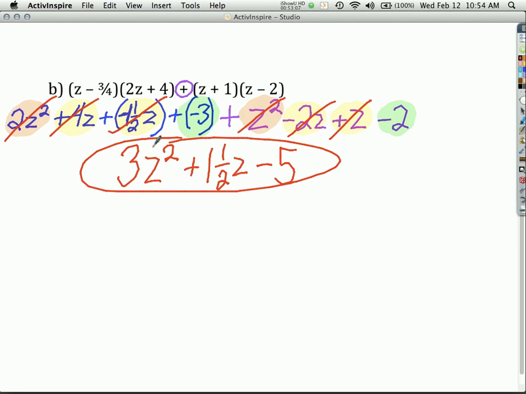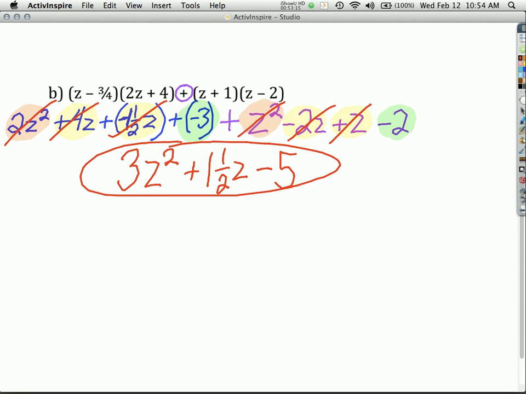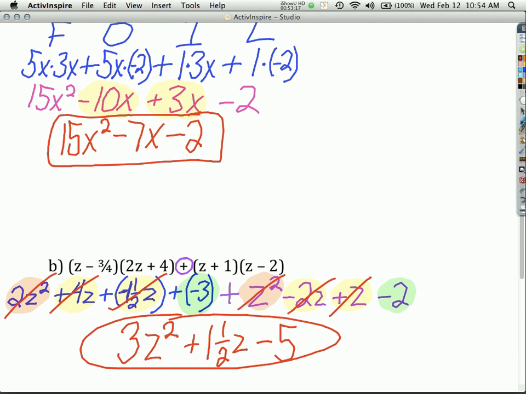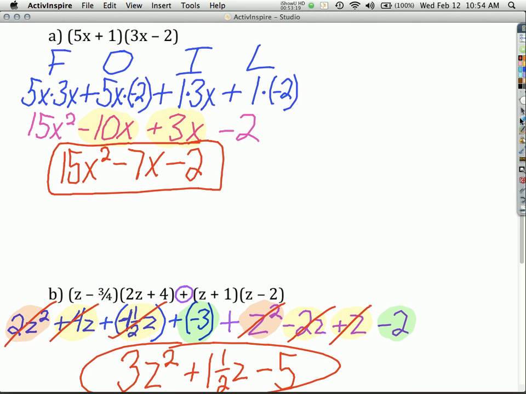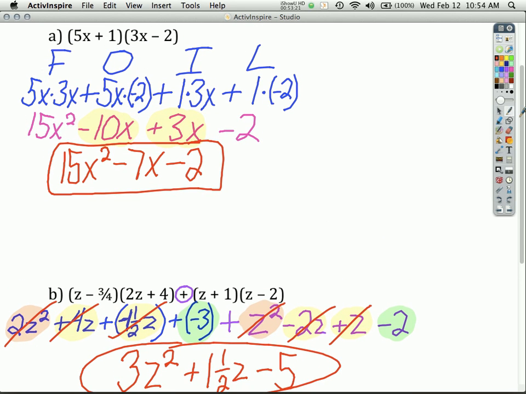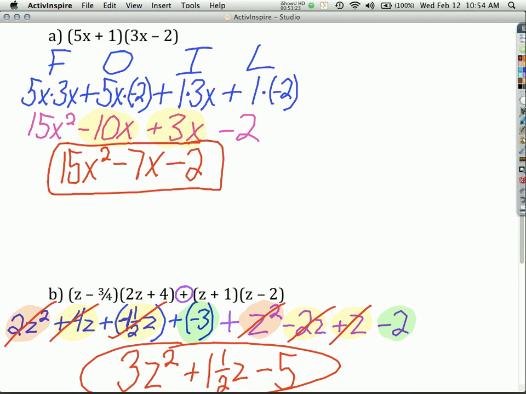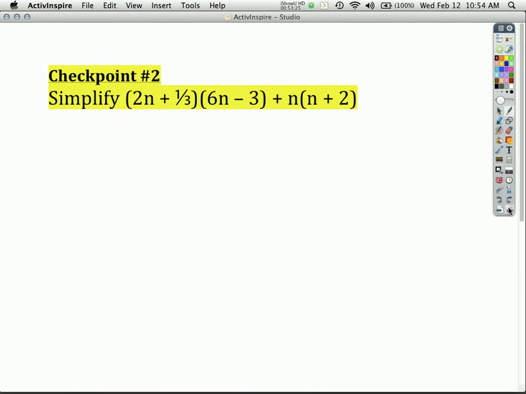Any comments, questions, or concerns with that? No comments, no questions, no concerns. What about any of this? FOIL. Anything, its purpose. Okay? Checkpoint number 2. Let's see how you do with this.